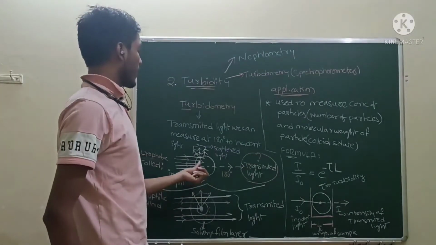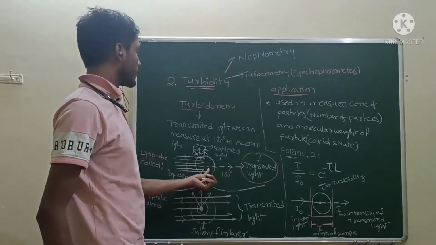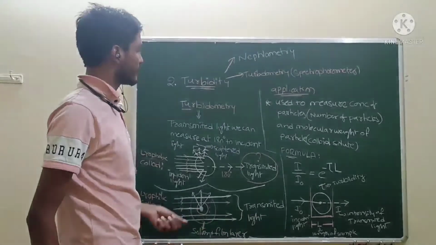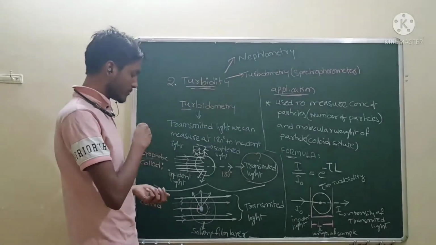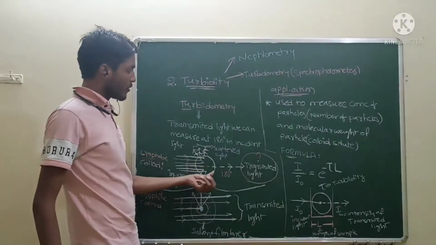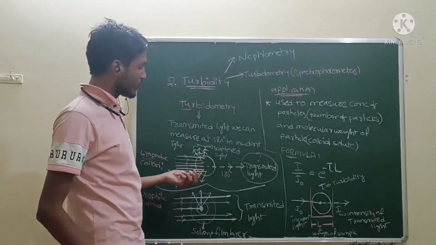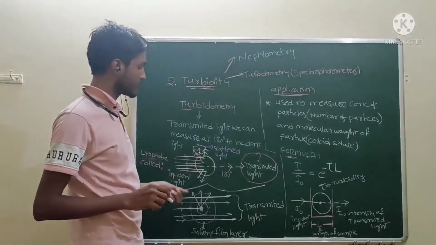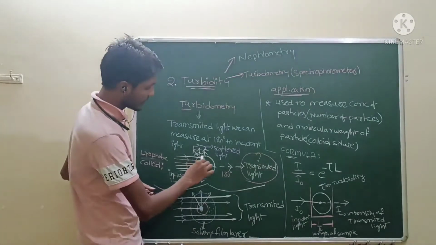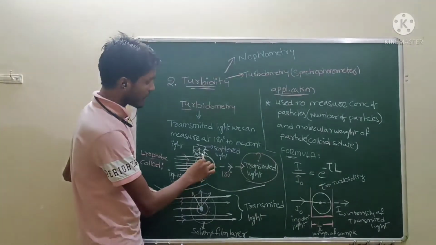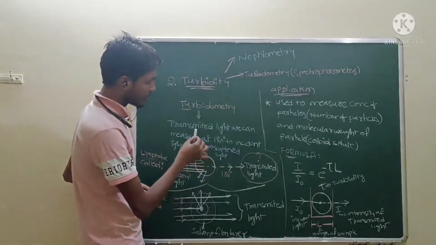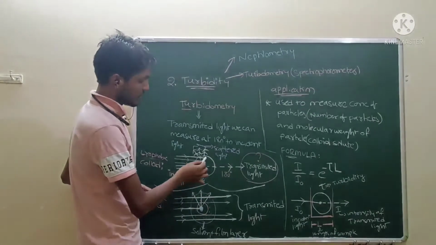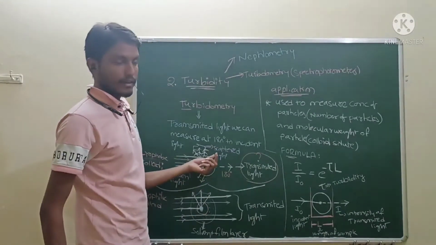passed through the lyophobic or lyophilic particle in turbidometry. See how it is. If you consider this a lyophobic particle, stabilization is due to the presence of charge. These are the incident light. Once the particle absorbs the incident light, it will scatter the light in all directions. That we can call scattered light.